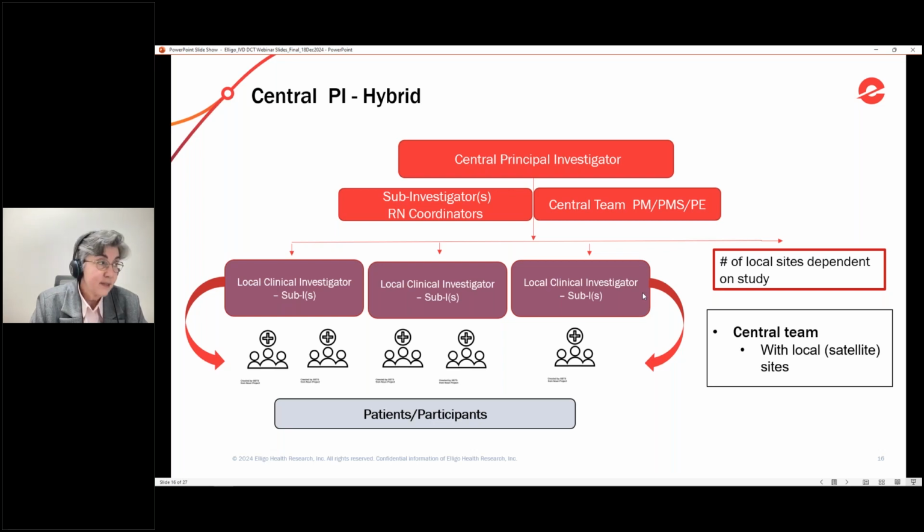Now, one of the things that is important as well is that we always maintain the central PI oversight. And so that's a question that comes up a lot. So let's talk about that. Just because we're doing it as a central PI model or a decentralized model, it doesn't change at all. If we can go to the next slide, Chris.